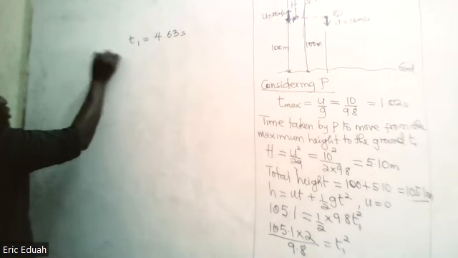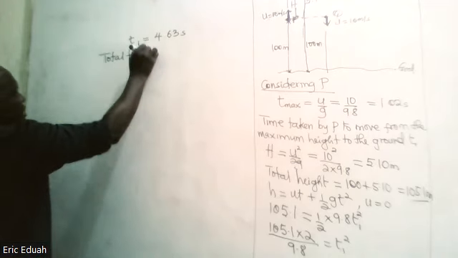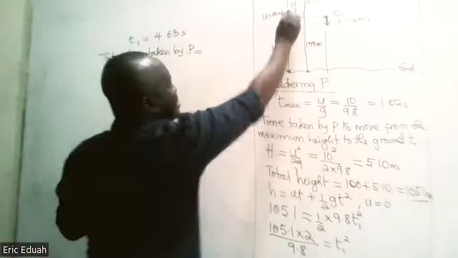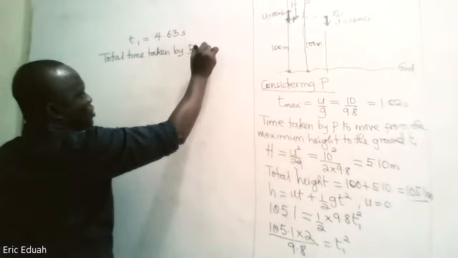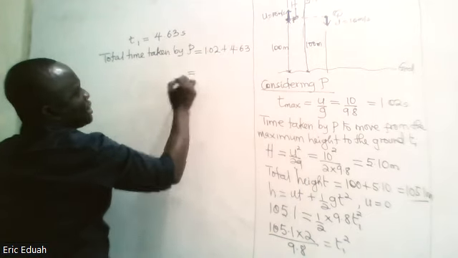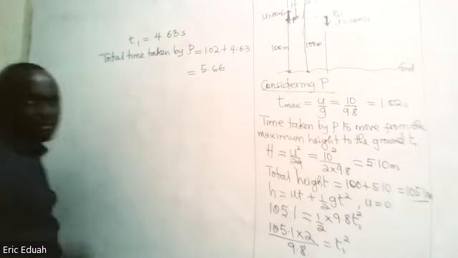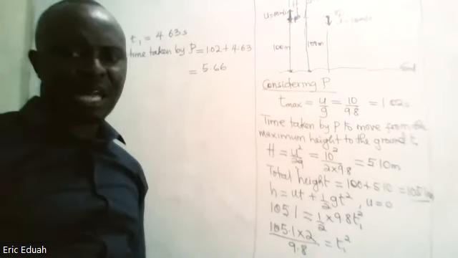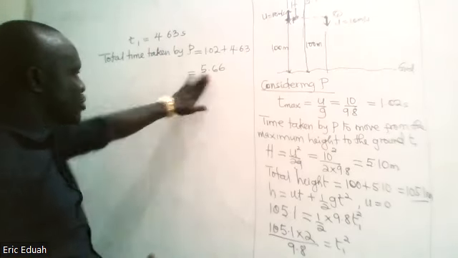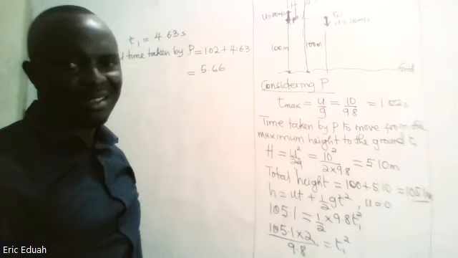Therefore, the total time taken by P would be equal to the time taken to reach the maximum height, which is 1.02, plus 4.63. And this will total 5.66. Okay. Class, are we okay? Yes. All right. So this is the total time that will be taken by P, right?